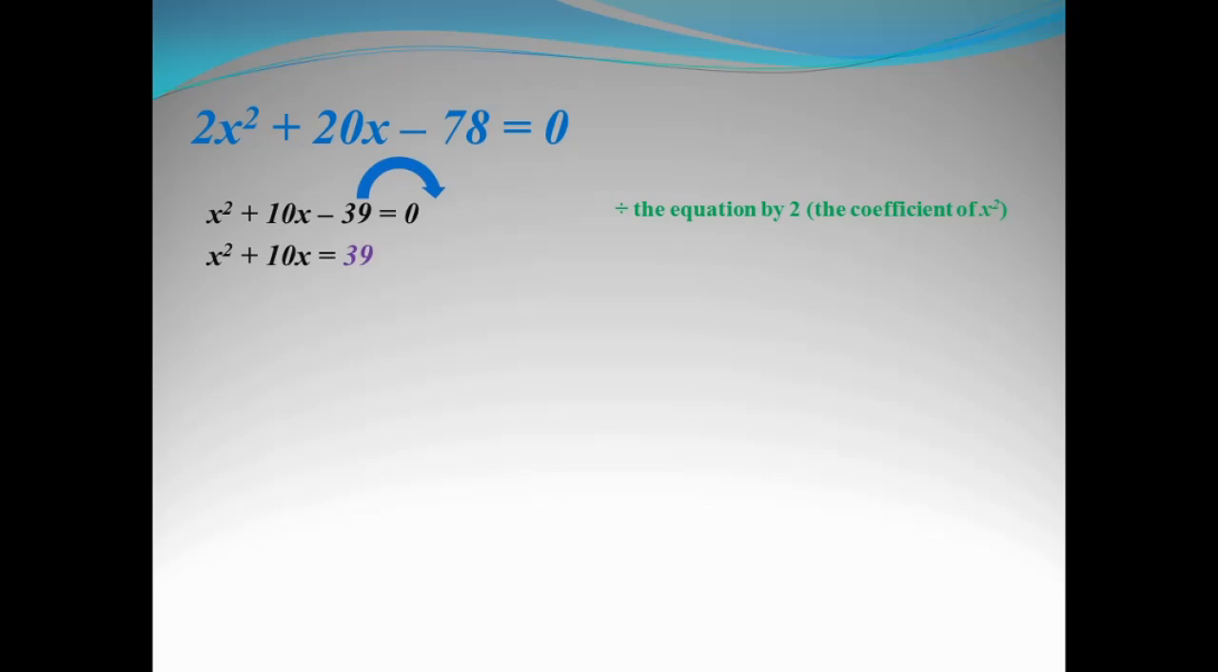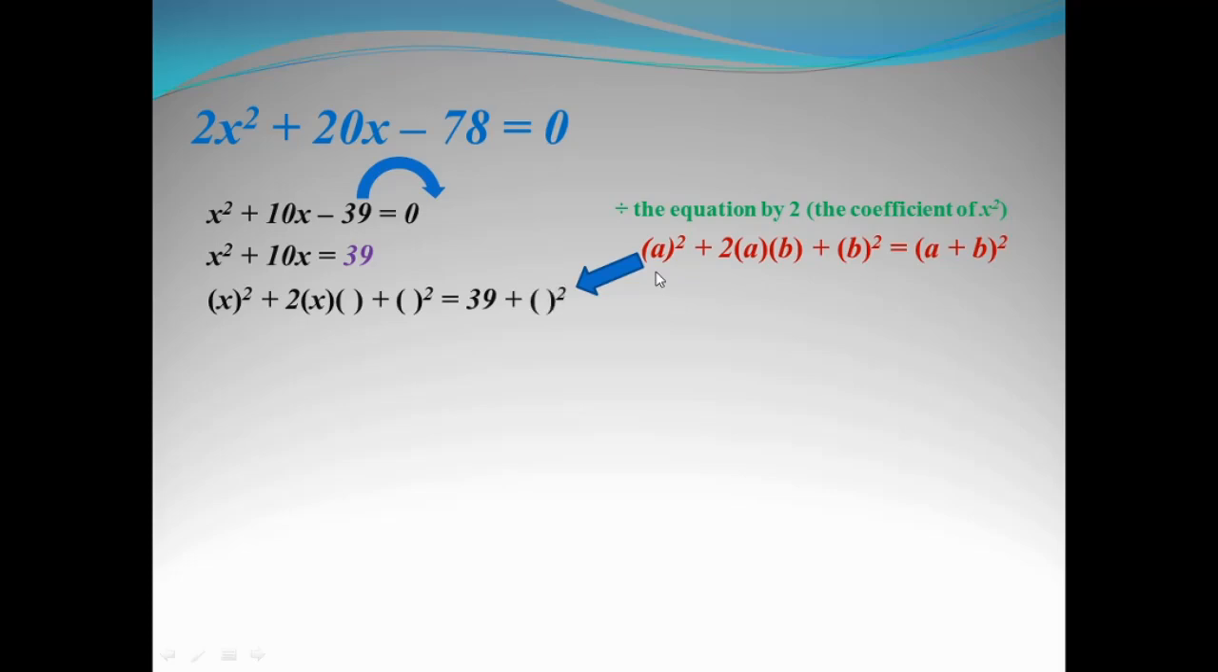Now we have to complete the square on the left side of the equation using this formula: a square plus 2ab plus b square is equal to a plus b whole square. For your convenience, I have written this formula in brackets so that you can understand with the reference of this expression. It is x square plus 2 into x into blank plus blank square, equals 39 plus blank square. What does this blank mean?